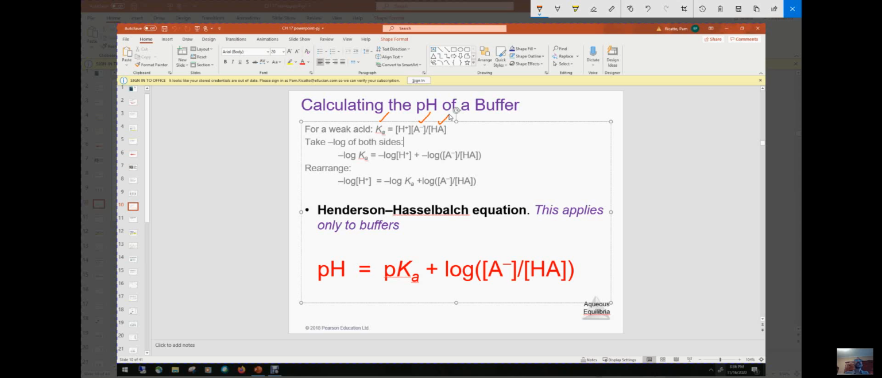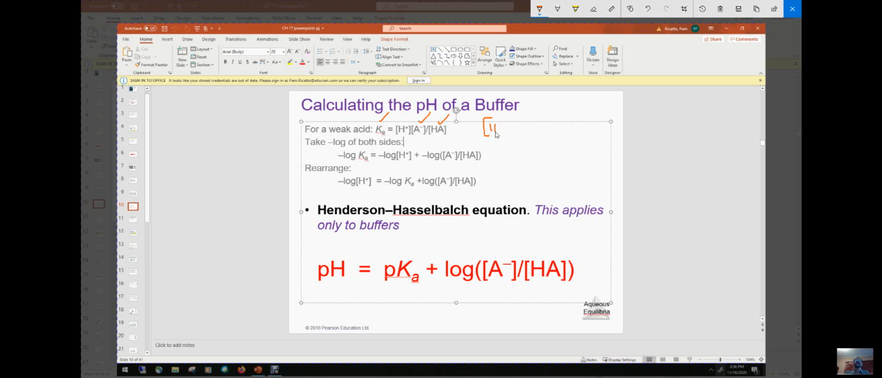Same thing with HA, because if we did our ICE table, this one would be X, this one would be the original concentration of A minus plus X, and this would be the original concentration of HA minus X. But if X is small, we can just go ahead and use those numbers. Well, if I have three things, I can just solve for the last one. So I could just do this.